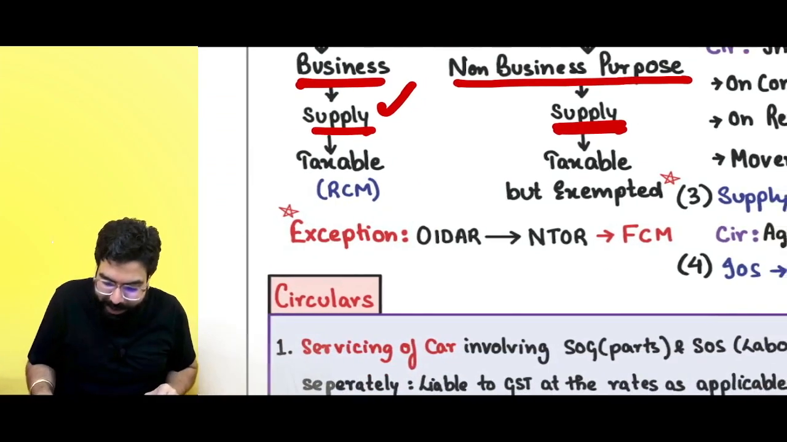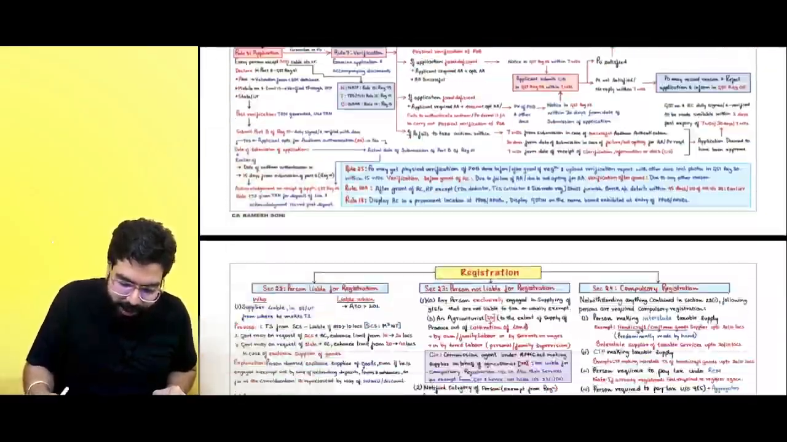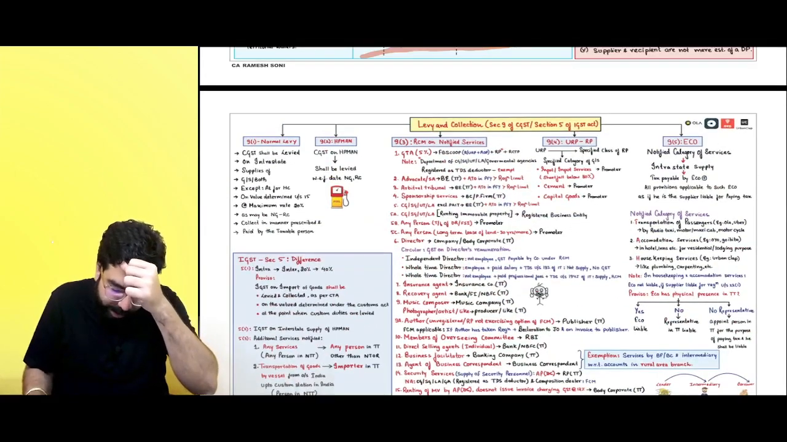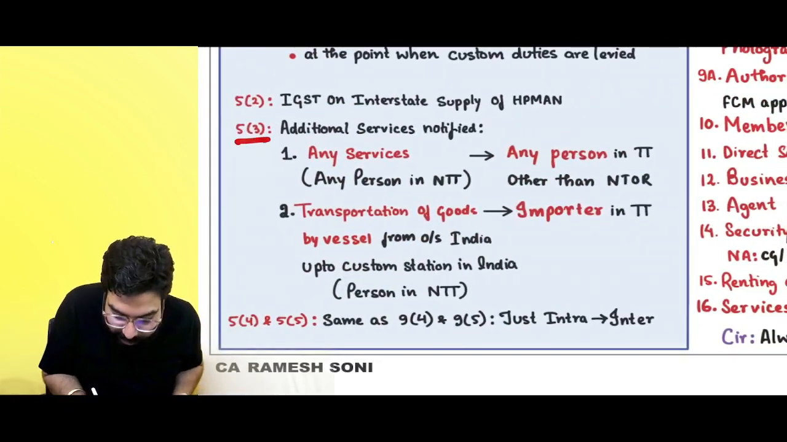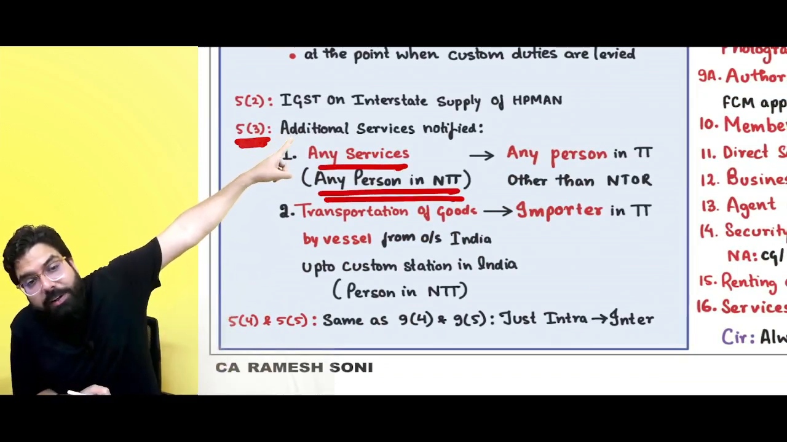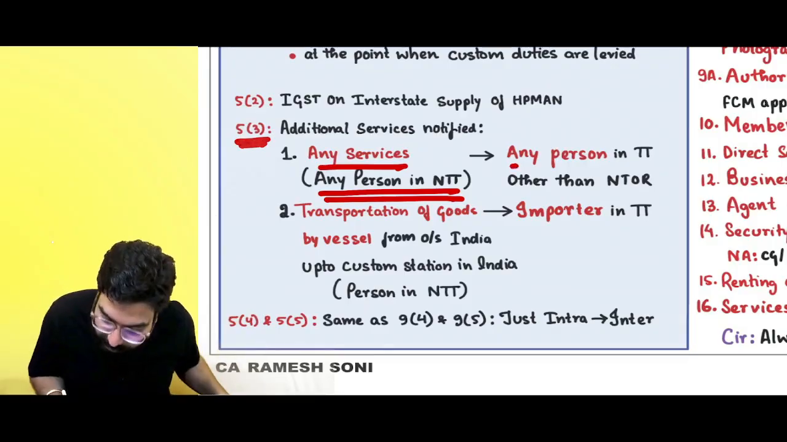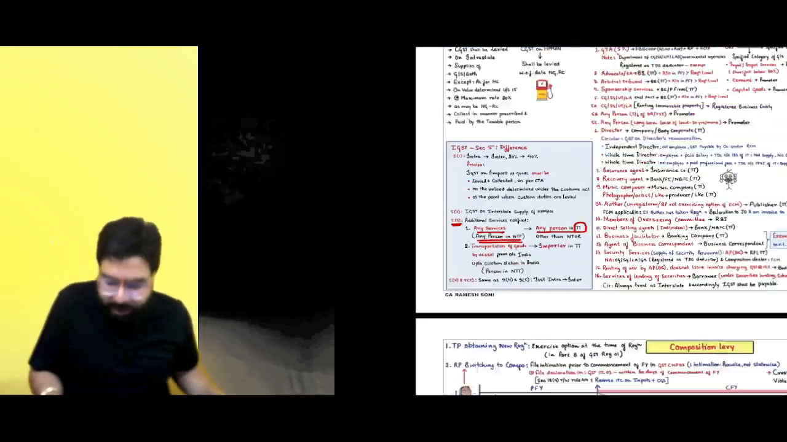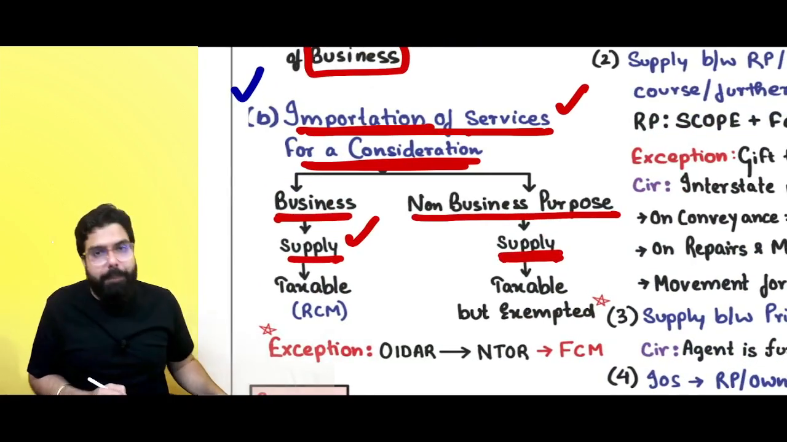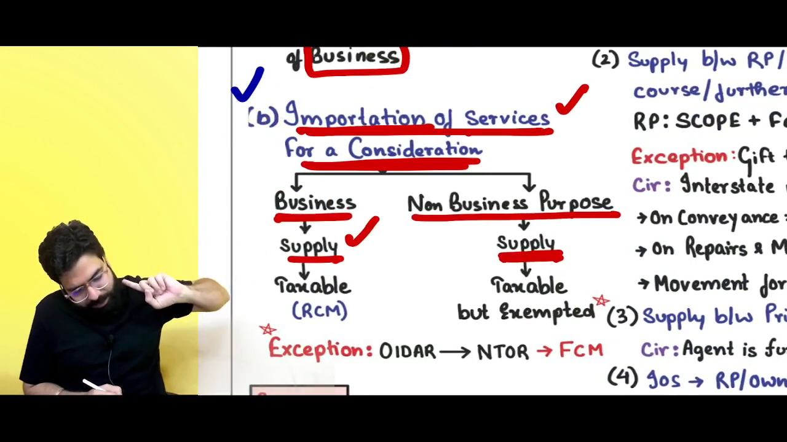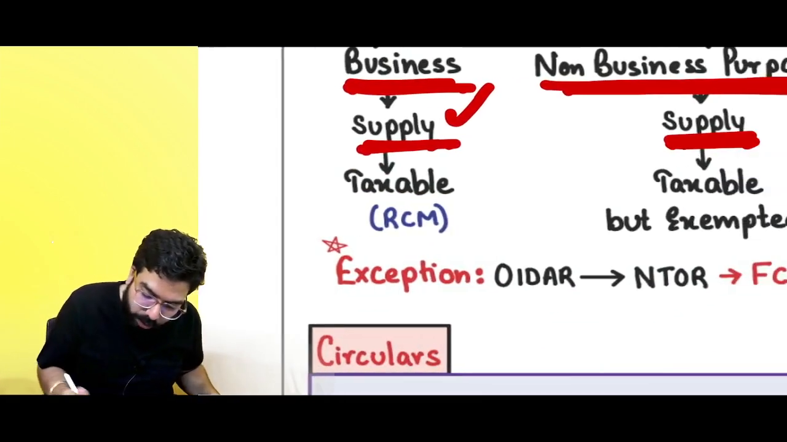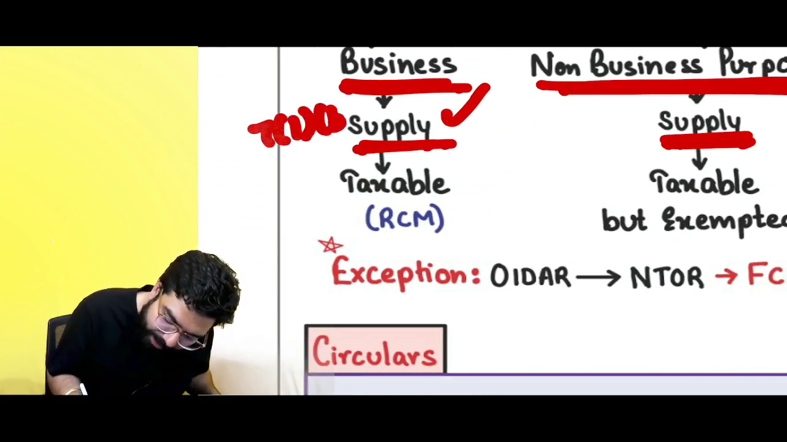Then when you go to your charge of GST chapter, in reverse charge you will see that any services provided by any person in the non-taxable territory, meaning outside India, to a person in the taxable territory, reverse charge mechanism shall be applicable. And hence, whenever importation of service has happened from outside India, somebody has given the service in India, it is a supply as per section 71B.